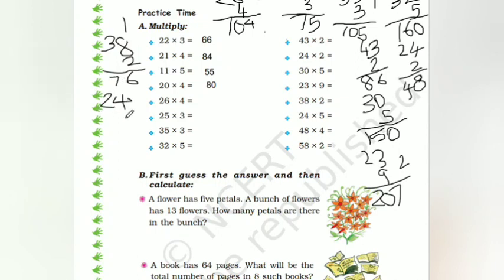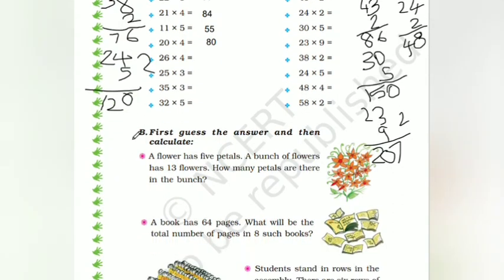24 multiplied by 5. 5 times 4, that is 20. Balance 2. 2 times 5, 10, plus 2, 12. 48 multiplied by 4. 8 times 4, 32. Balance 3. 4 times 4, 16, plus 3, that is 19. 58 multiplied by 2. 8 times 2, 16. Balance 1. 5 times 2, 10, plus 1, 11.